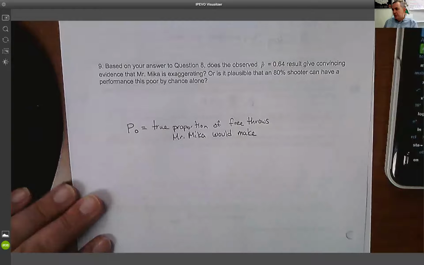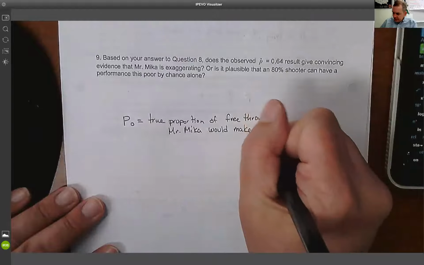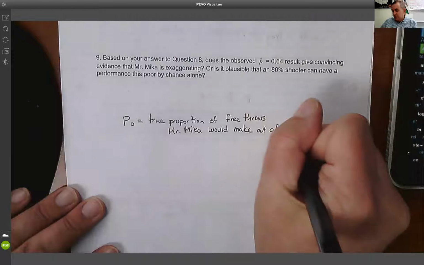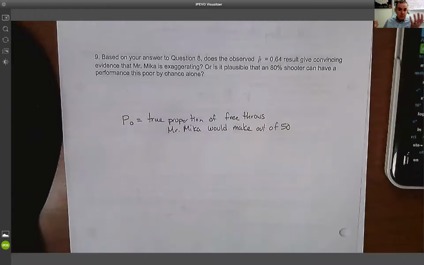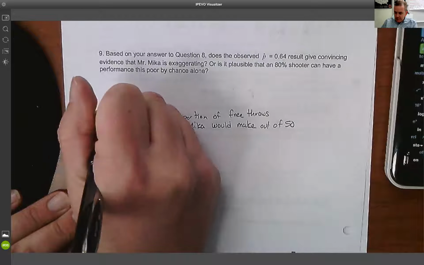I'm trying to figure out the true proportion of free throws Mr. Micah would make out of 50. That's what we're really trying to figure out. We're trying to figure out what's the true proportion that he would make out of 50. So this is, again, stating our parameter, our P.